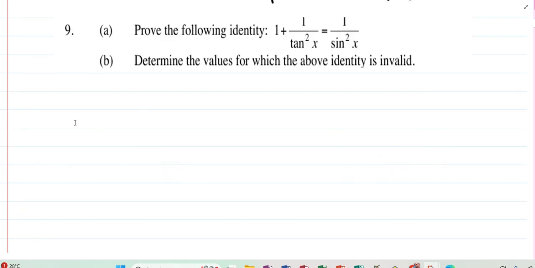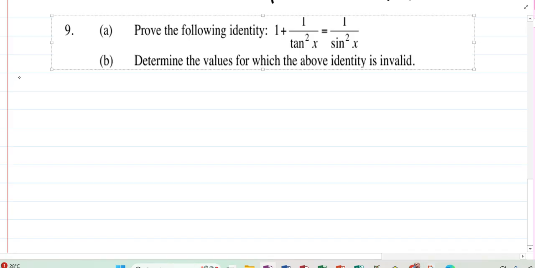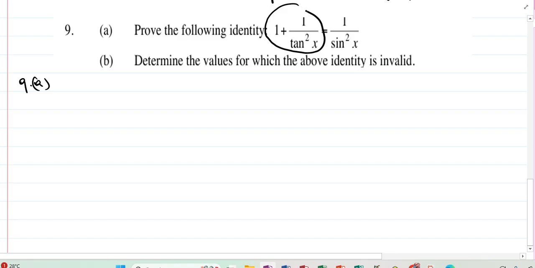Now I'll be ending the video with this proof question. So 9a, the question says prove the following identity. Now I must prove that the left hand side, which is this side right here, is equal to the right hand side. So how do I go about proving it? I pick one side. So from these two sides, I'm going to pick the left hand side.